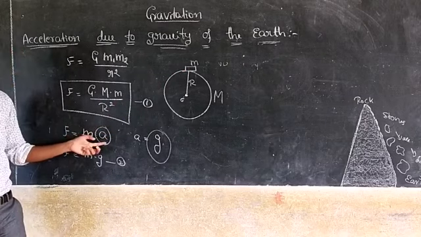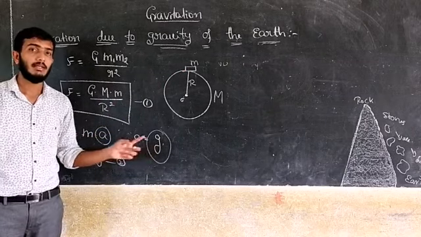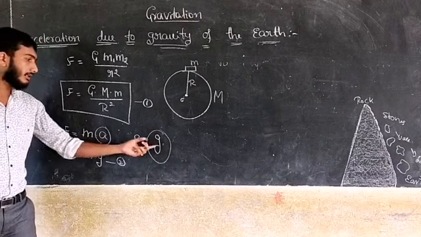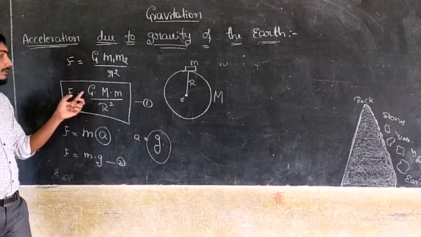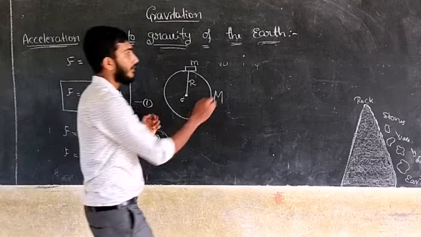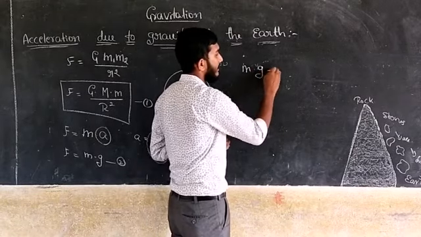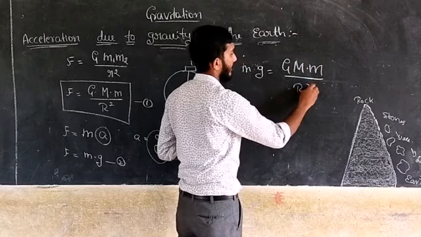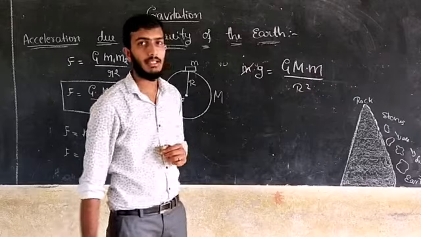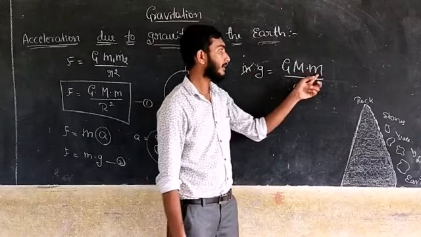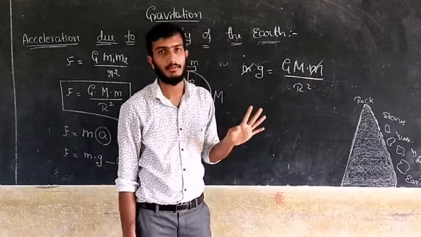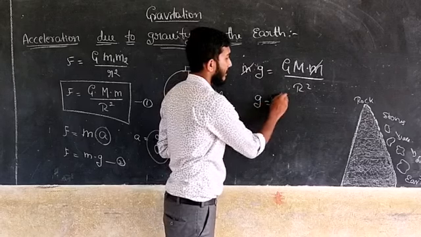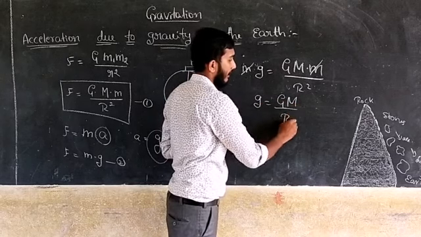But here we are representing acceleration as g, why? Because of acceleration due to gravity. Since we are getting acceleration due to gravity, that is g. F is equal to m into g. Next compare F, that is m into g is equal to G M into m divided by r square. The common terms on both sides of the equation, m and small letter m, are constant. Right. So then cancel m and m. Then the equation is g is equal to G M divided by r square.